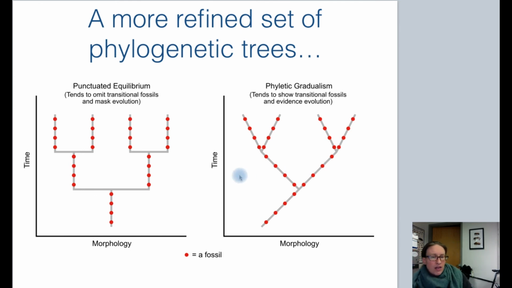And so phylogenies that are characterized by a lot of phyletic gradualism will contain a lot of what are called transitional fossils. So that's these intermediate fossils. And it's possible to very clearly see evidence of anagenesis, or evolution happening across those fossils through evolutionary time.